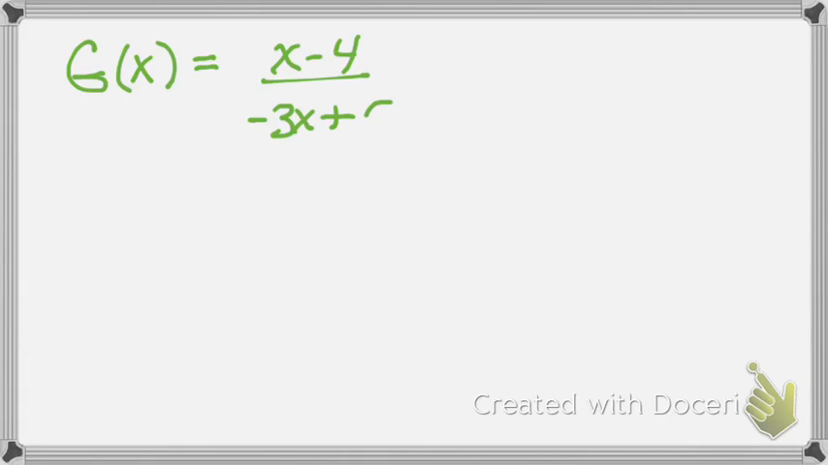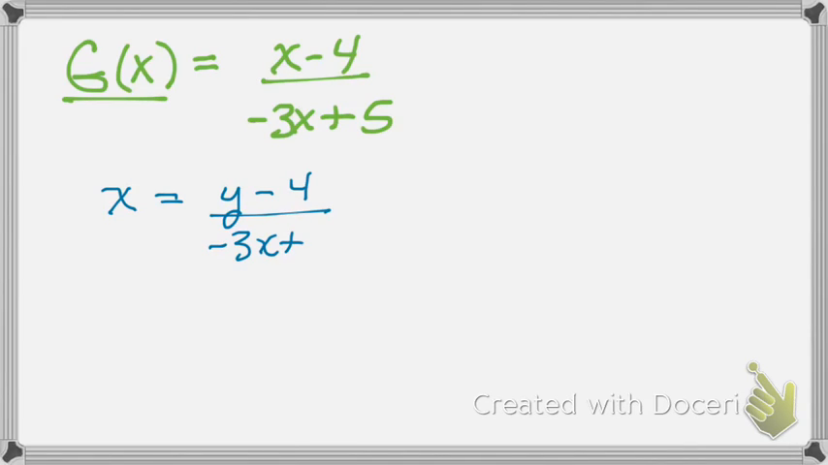Let's say we have g of x is equal to x minus 4 over negative 3x plus 5, and you're supposed to find the inverse. How can we find the inverse? Anytime I want to find an inverse, I should flip the x's and the y's, right? This is my y. So if I'm going to switch those, then it becomes my x, and then these become my y's.